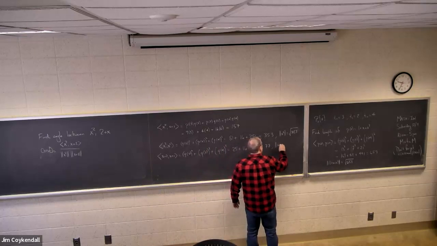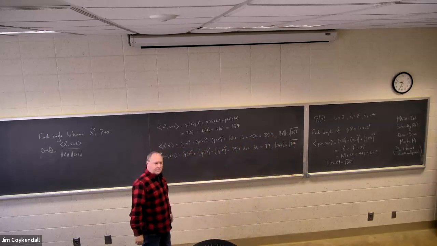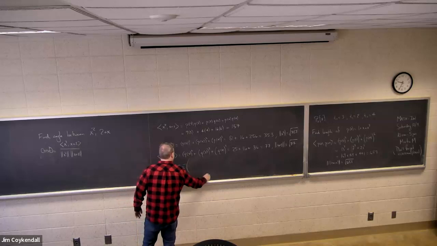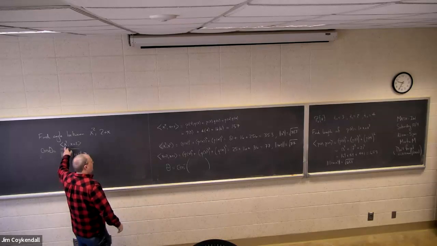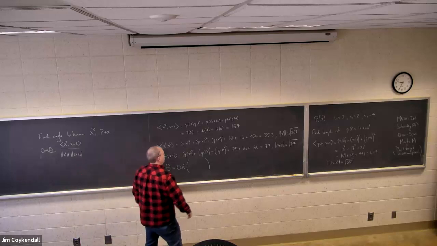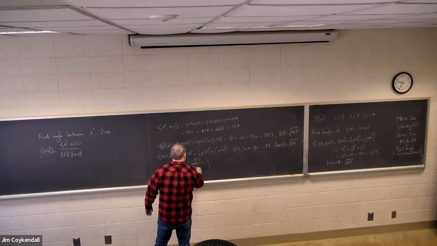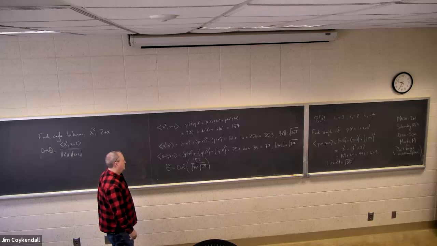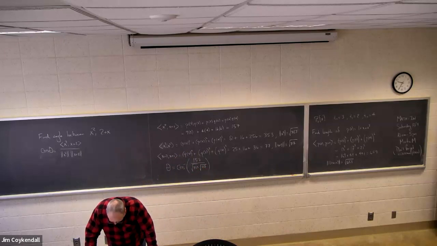So in this particular inner product space, the angle between x² and x + 2 is going to be 157 over the square root of 353 times the square root of 77. Okay, any questions?